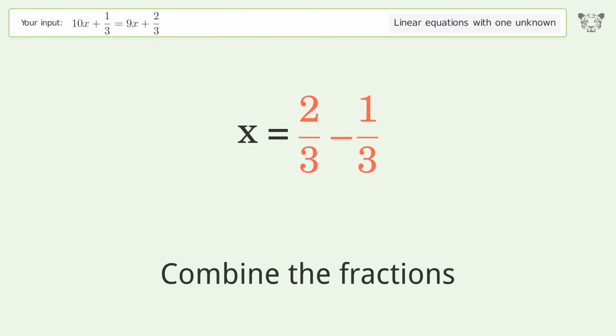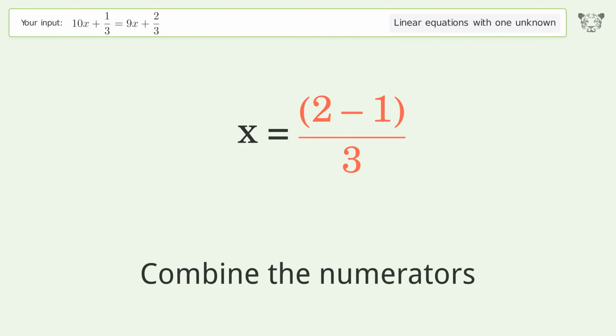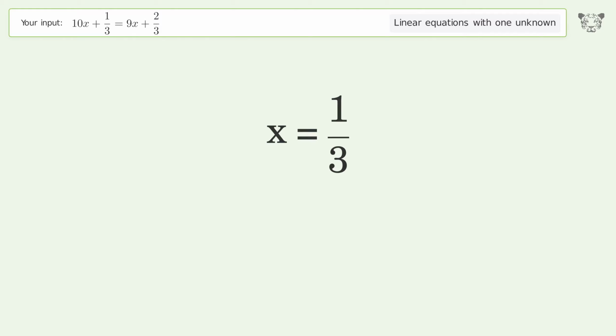Combine the fractions. Combine the numerators. And so the final result is x equals 1 over 3.